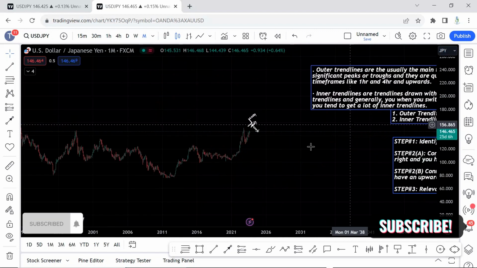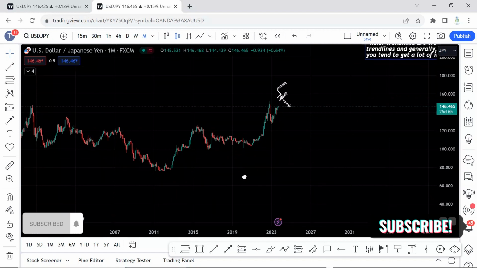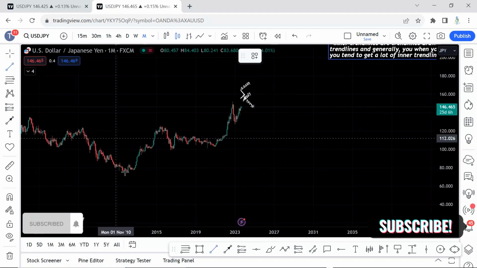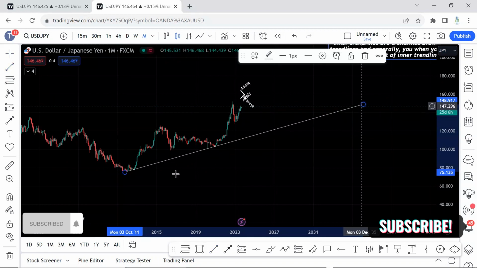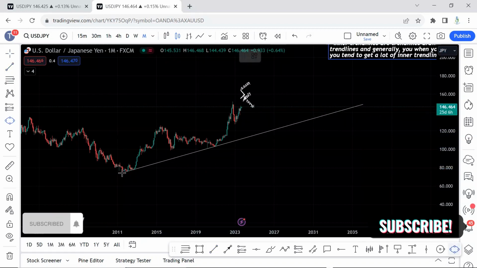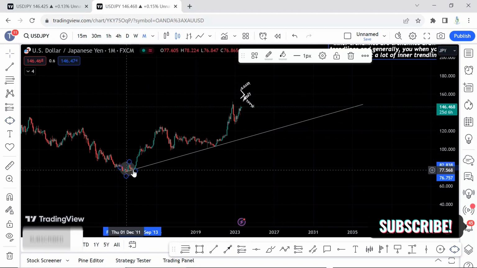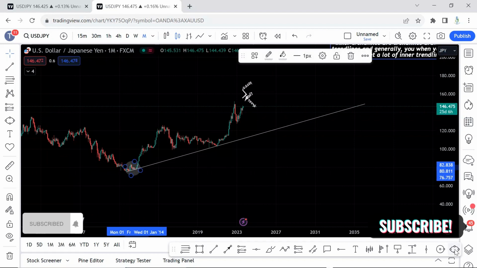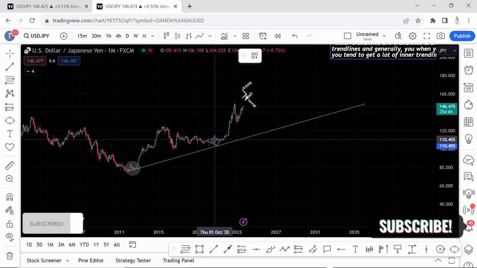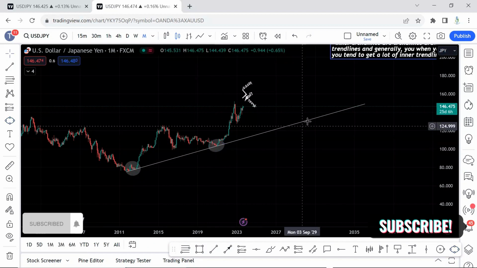For the one that is currently relevant, you can see it here. This is the current relevant trend line. You can see this is the first touch here. What do I say you need? A minimum of two touches. This is the first touch here, and this is the second touch here. Then it went over the trend line.